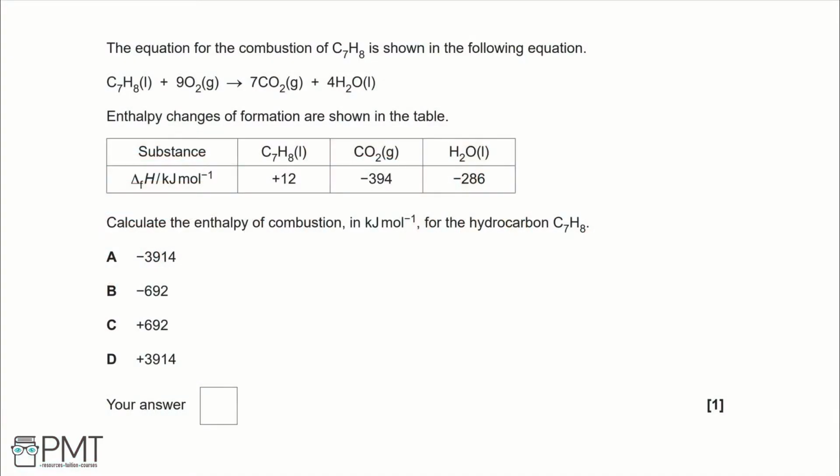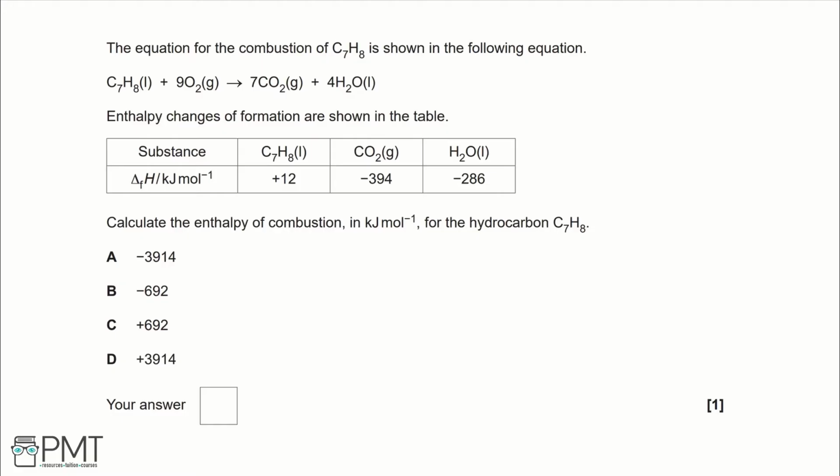The equation for combustion of C7H8 is shown in the following equation. C7H8 liquid plus 9O2 gas goes to 7CO2 gas plus 4H2O liquid. Enthalpy changes of formation are shown in the table. Calculate the enthalpy of combustion in kilojoules per mole for the hydrocarbon C7H8. A. Minus 3,914. B. Minus 692. C. Positive 692. D. Positive 3,914.